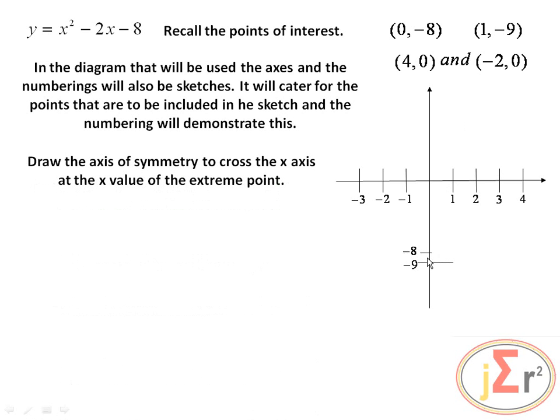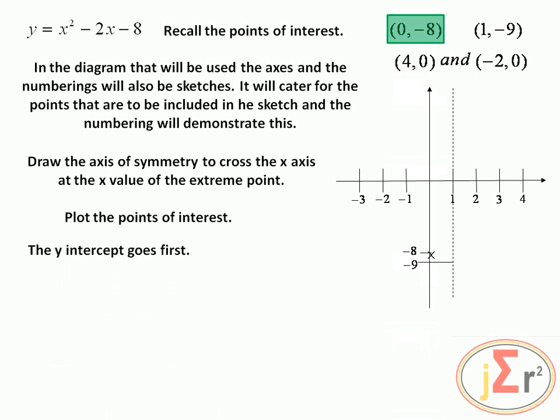So draw the axis of symmetry to cross the x-axis at the x value of the extreme point, right there. So remember that the extreme point is 1, negative 9, and the x value will represent the axis of symmetry. Plot the points of interest. So we are going to plot the points of interest, and we are going to begin with the y-intercept. So let us begin with the y-intercept of 0, negative 8, crossing the y-axis at negative 8.